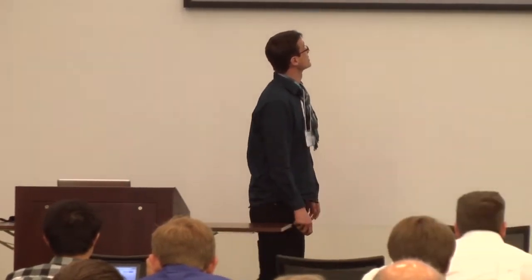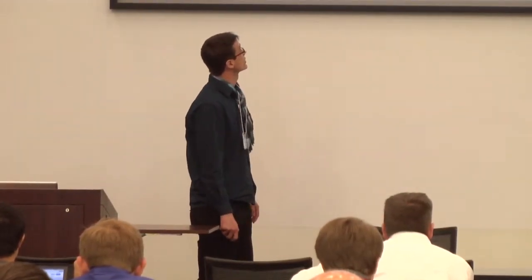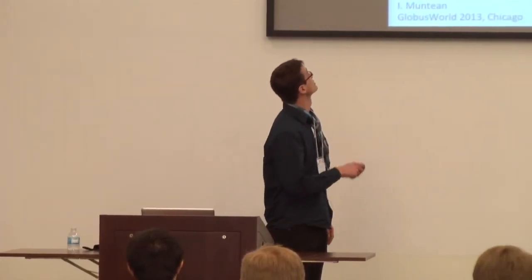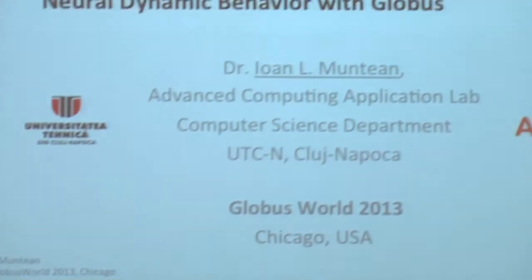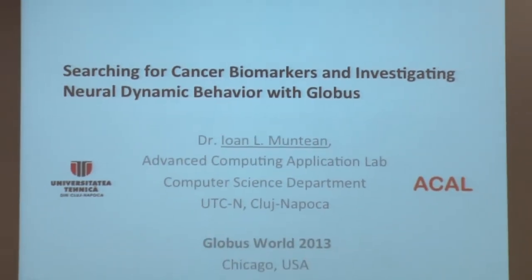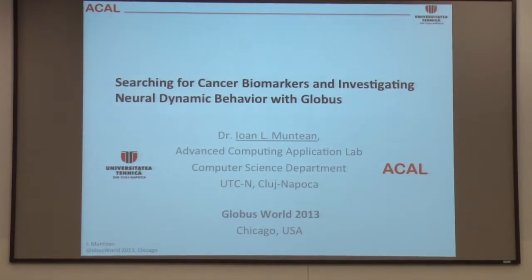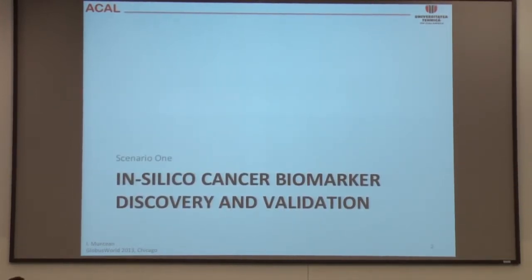Ioan is a group leader at this institute, which is mainly responsible for grid support and middleware support. Of course, they are also dealing with Globus, and they recently did some support efforts for two different research communities. One is medical research and the other is computational neuroscience. This talk is about the results in those two areas. So let's step into the first part of the talk, the in silico cancer biomarker discovery and validation.